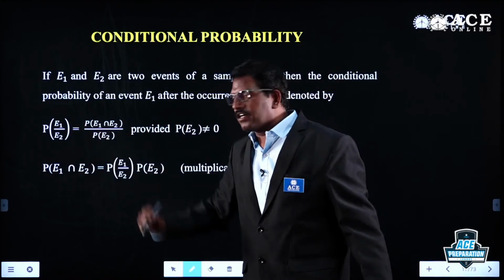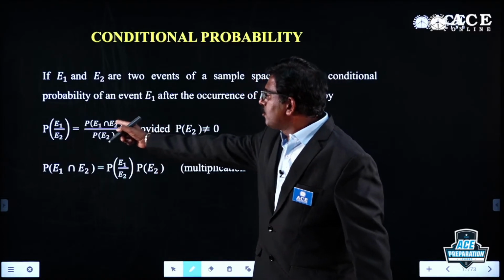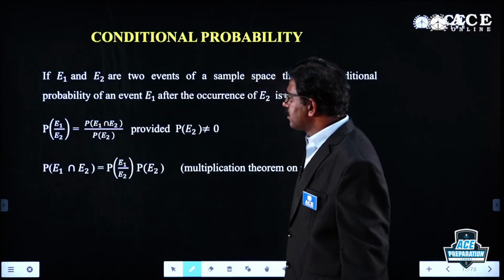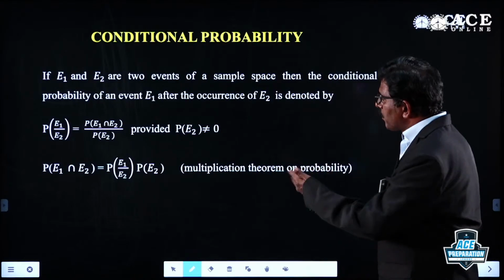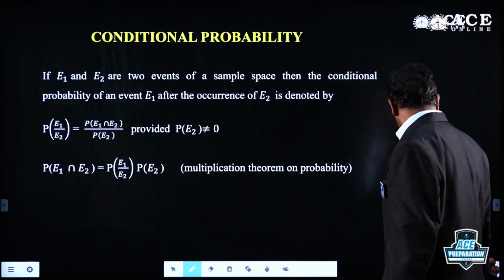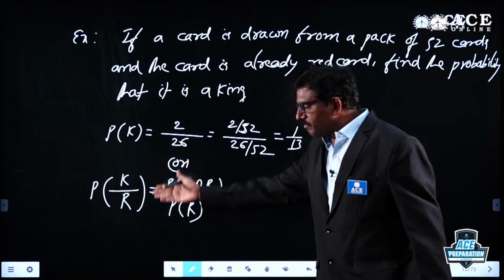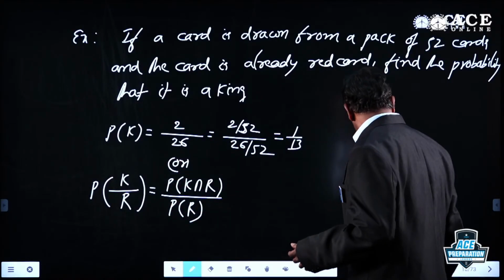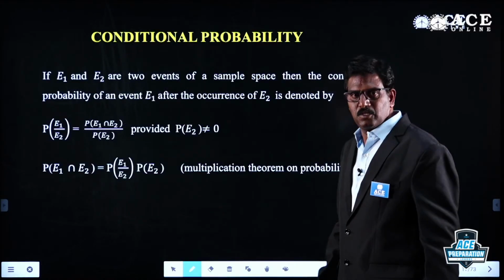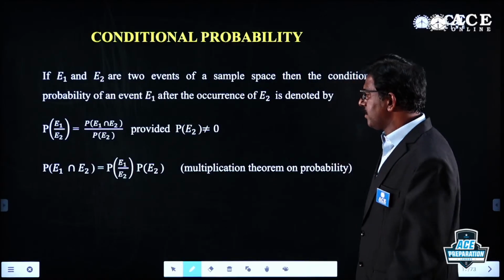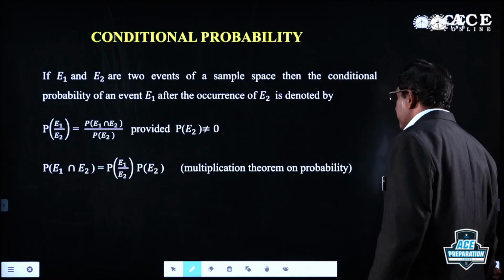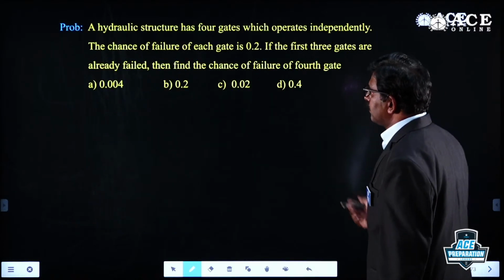The already occurred event you can take in the denominator. The numerator is nothing but P of E1 intersection E2 by P of E2, provided P of E2 is not equal to 0. Because of this particular reason only this definition was given like this, to make the solution easy. Okay. Now coming to independent events.